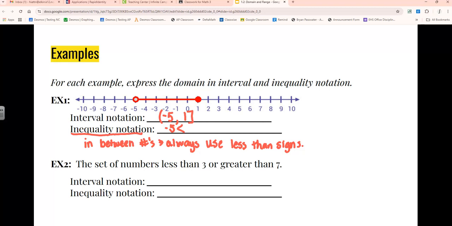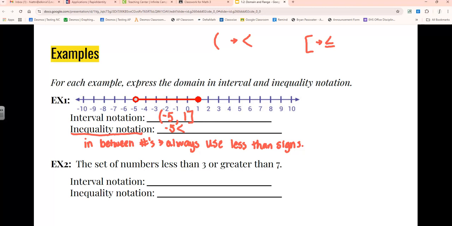I'm not putting the or equal to because a parentheses is the same as a less than sign. You don't include the number. A bracket is the same as a less than or equal to sign. So I don't want to use a less than or equal to right here because I'm not including -5.